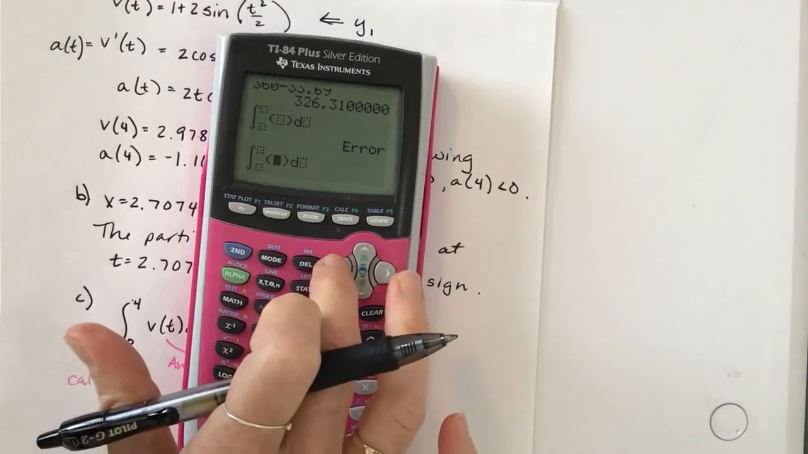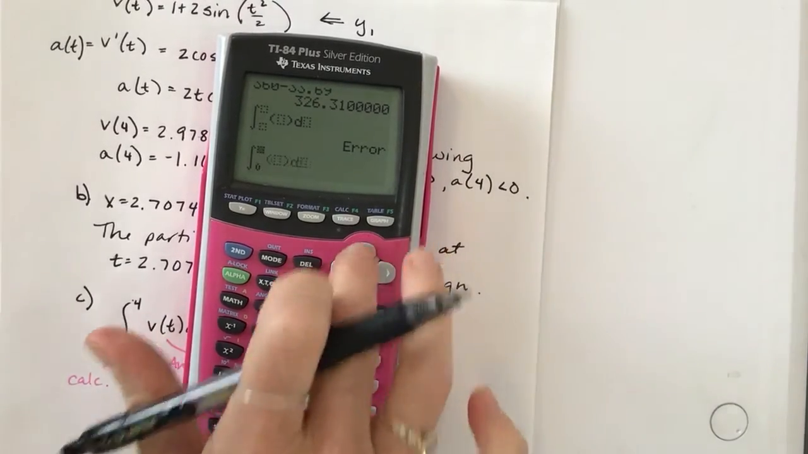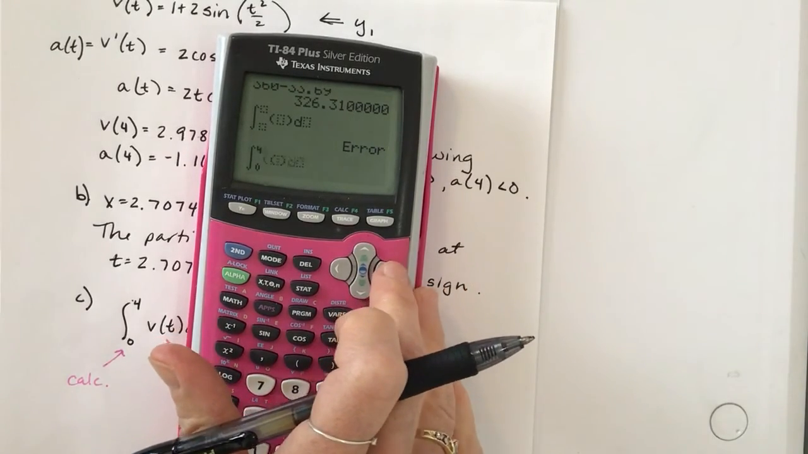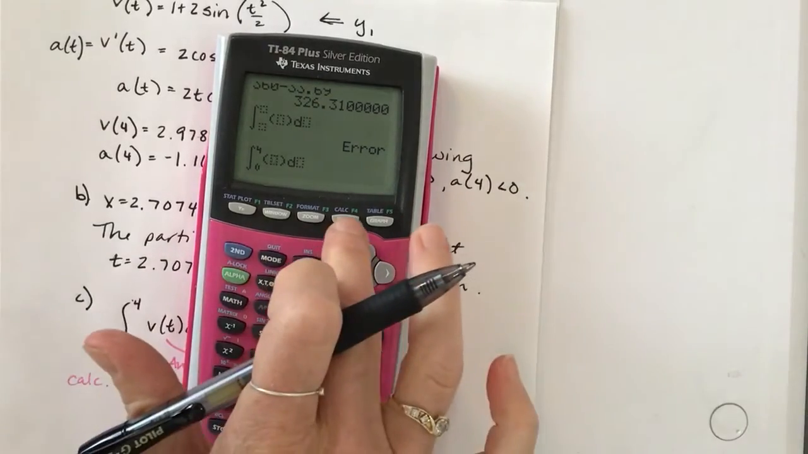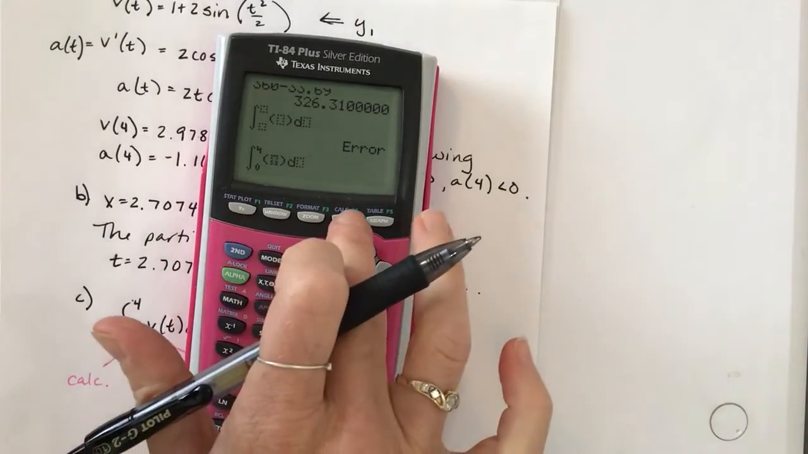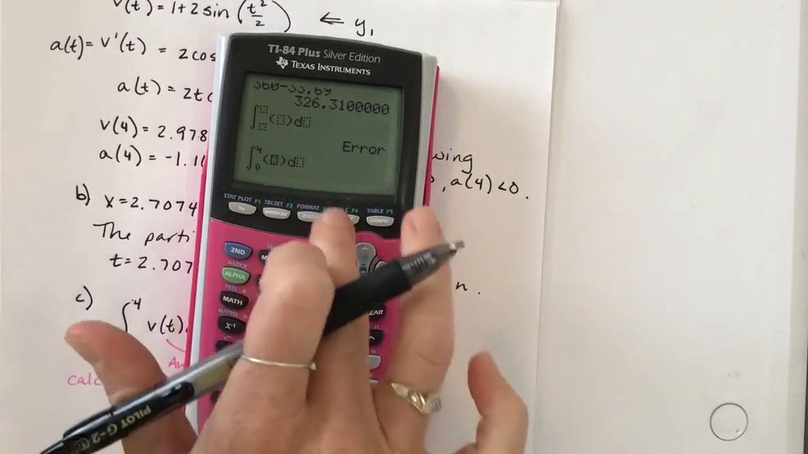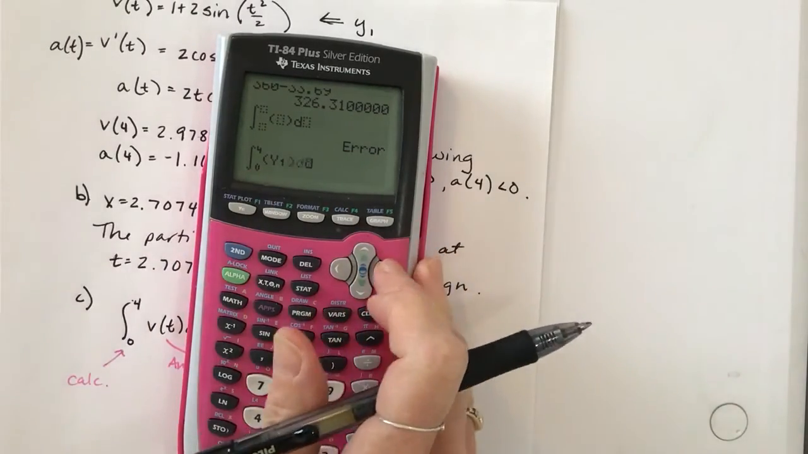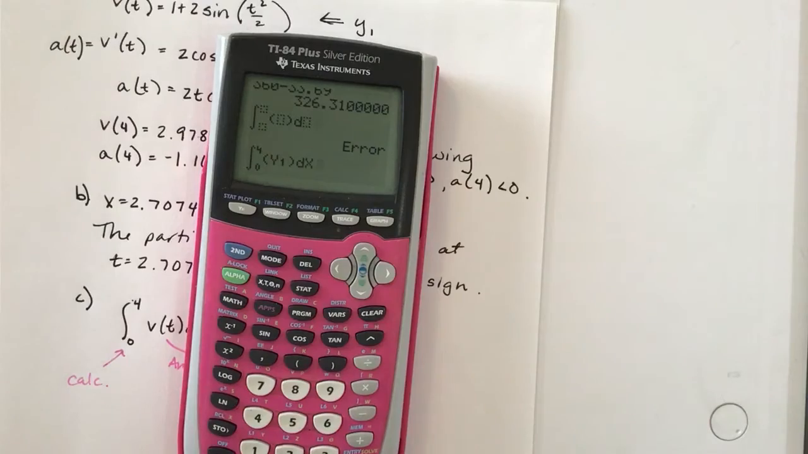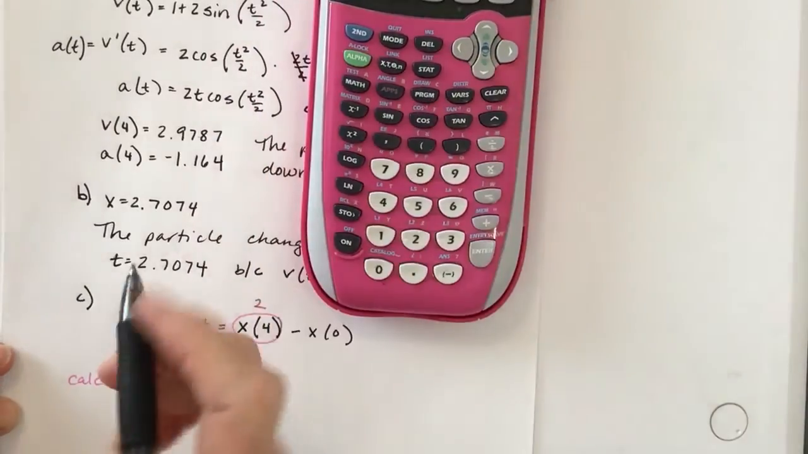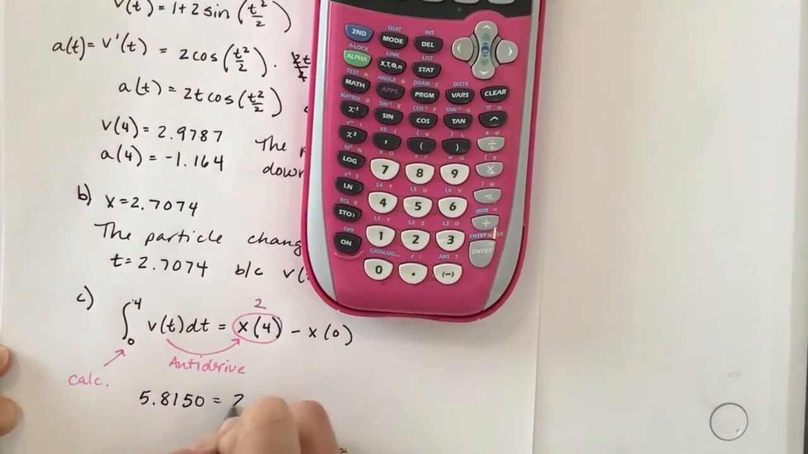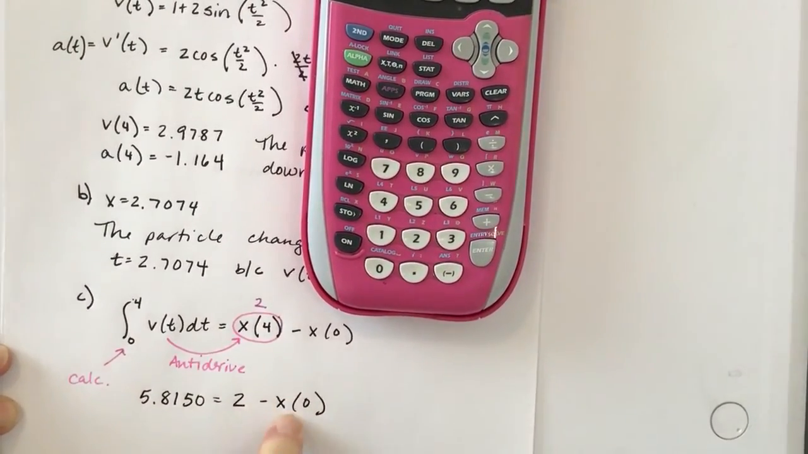Now we have to plug it in, and we already decided 0 to 4. And then we've got v of t, which is alpha f4, and that's going to give you the list of y1s. So y1, and then our variable is always x in the calculator. And it's calculated, and we got it, 5.815. So this is 5.8150. This is 2, and we're solving for this.